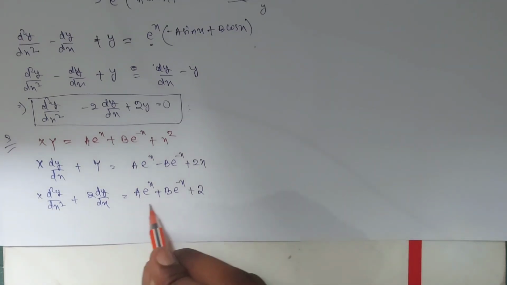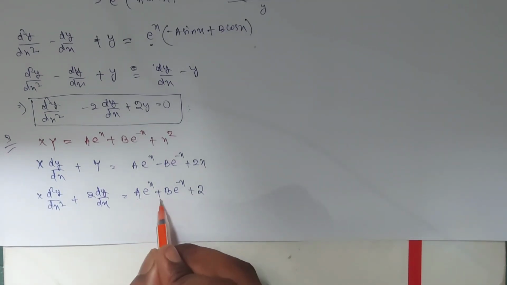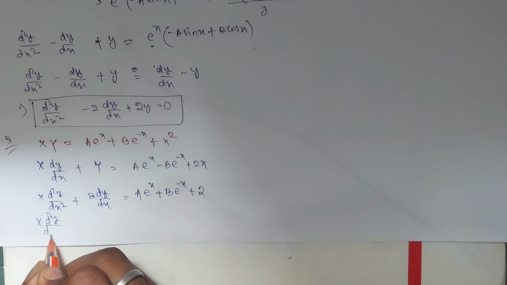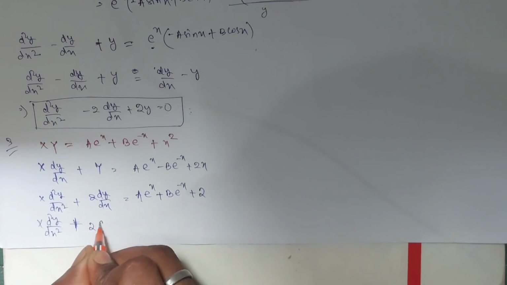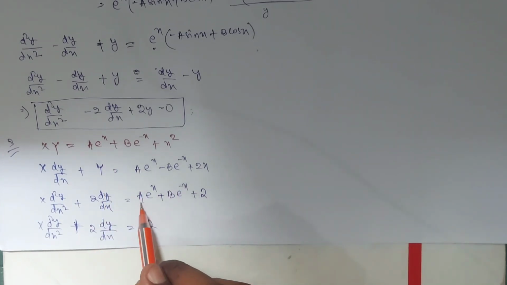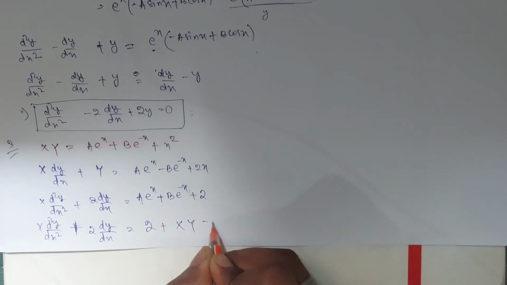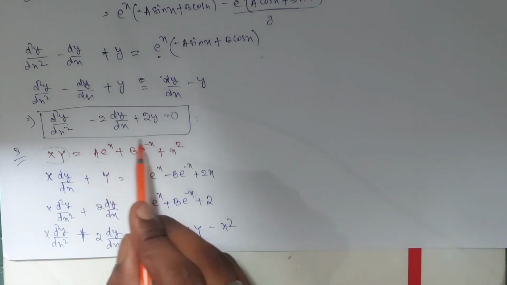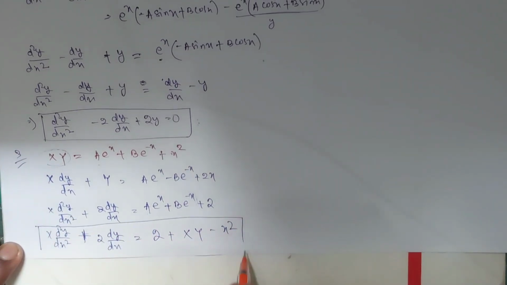So now the equation is given here, and if we put the value of a e to the power x plus b e to the power minus x, then we get x d square y by dx square plus 2 dy by dx equals, here 2 is a constant, and if we put the value of a e to the power x plus b e to the power minus x as xy minus x square, here xy is there, and if we subtract x square, then we get the value of a e to the power x plus b e to the power minus x, and this is the differential equation we get.